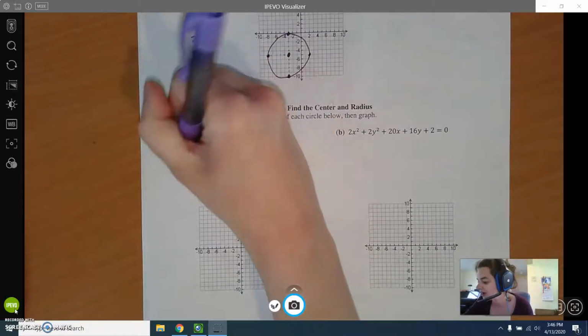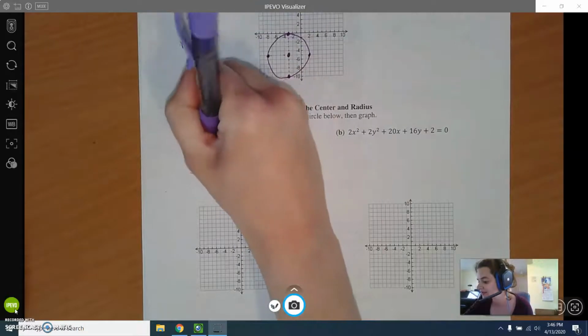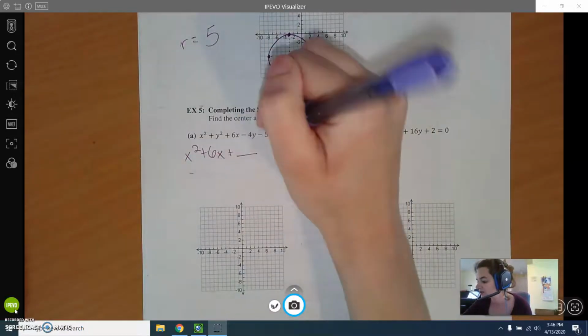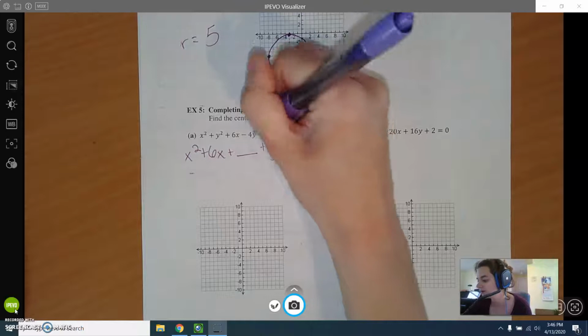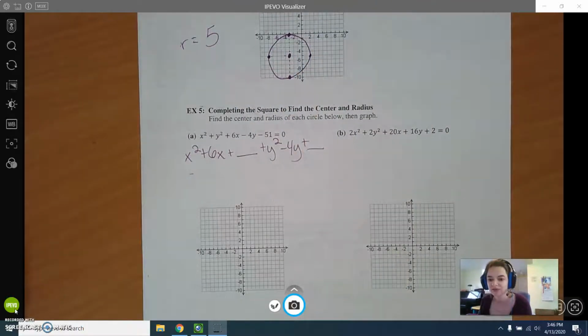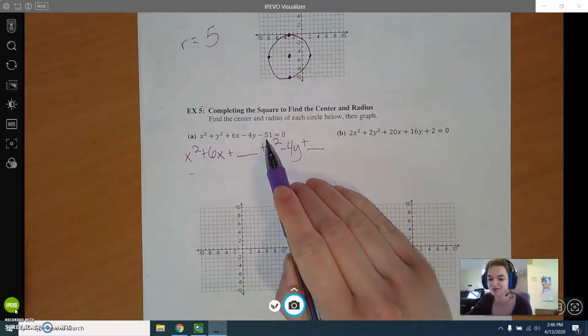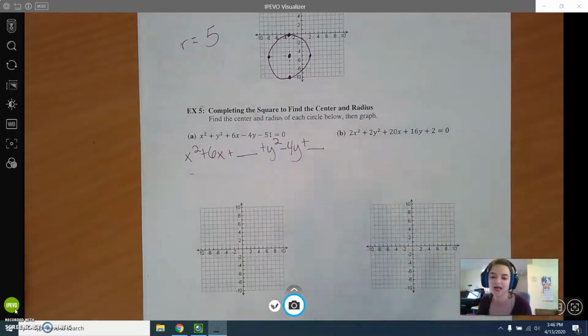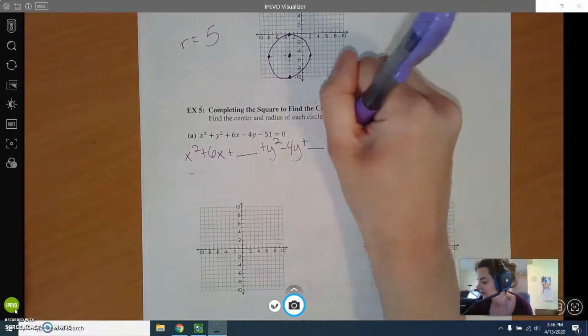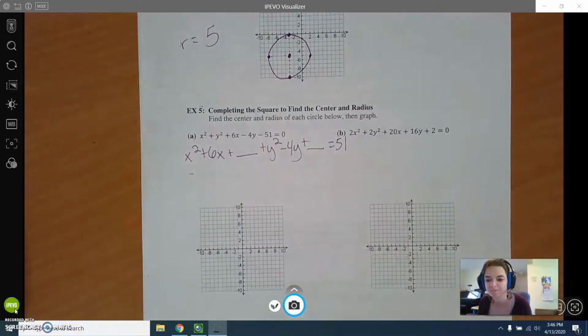So my x's, I have x squared plus 6x. I'm just going to do a little plus blank so that I know that I'm completing the square. Let's get the y's together. So I'll have a plus y squared and a minus 4y. And again, I'm going to have a plus blank because I'm completing the square. And this time, with that minus 51, you can move it to the other side. We do want a constant number on the other side. So I'm going to add 51 to both sides and say that it equals 51. Okay. Then we can complete the square.